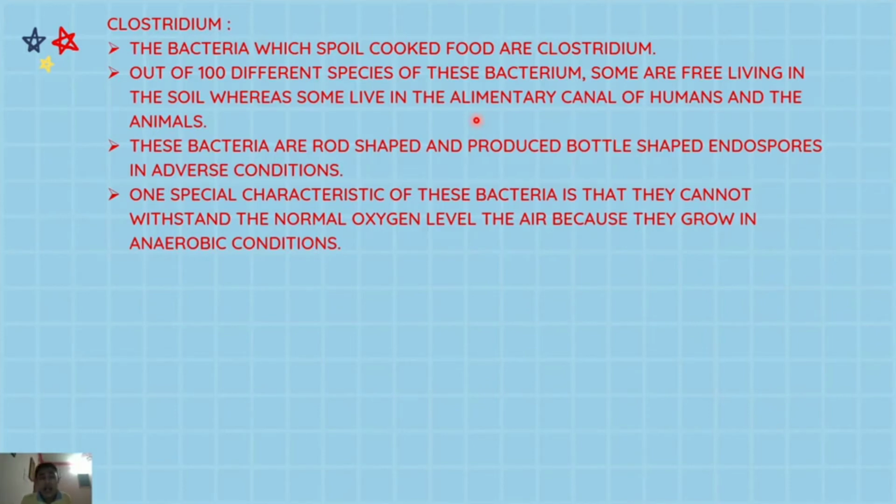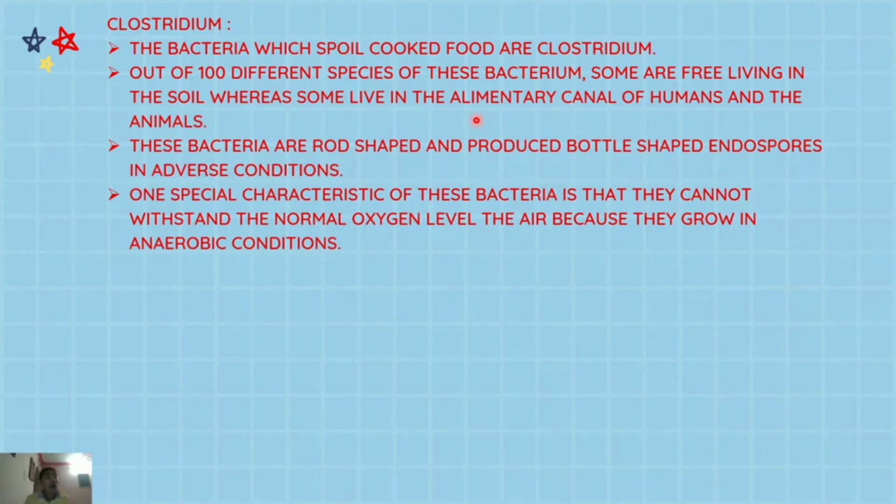Now these bacteria are rod shaped and produce bottle shaped endospores in adverse conditions. So these bacteria are generally rod shaped, and they produce some endospores. These spores are going to germinate afterwards. So these spores are created which are bottle shaped.